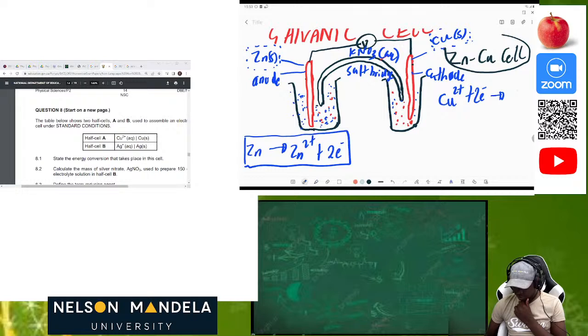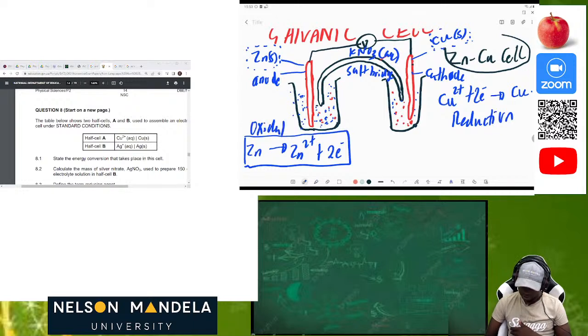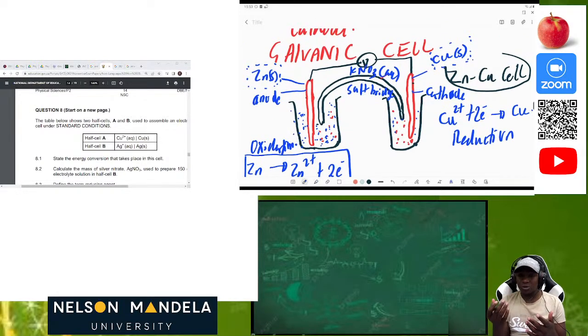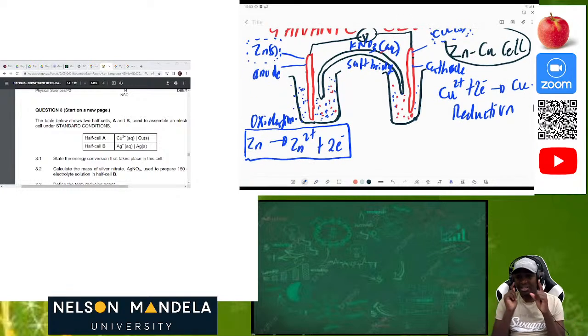Then it produces copper, which is pure copper. This is going under reduction. This is going under what? Oxidation. So I was just trying to give you a typical galvanic cell, which you'll be able to relate with. You must know which substance is on the anode and which one is on the cathode. The moment you know that, we know that, as we defined, the anode is where oxidation is taking place. So that's where the oxidation is taking place.